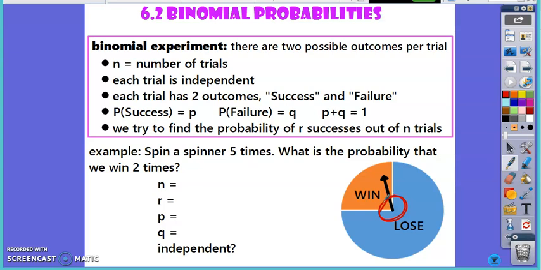So n is the number of times that we spin. r is the number of times that we win. p is the probability that you win. And if you look at that spinner, it's a 75%, nope, a 25% chance that you win. q is the probability that you don't win. And so that would be the 75% chance that you don't win. And like I said, it is independent because each spin is not going to affect the next spin.